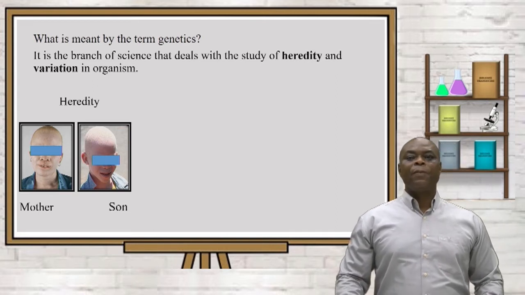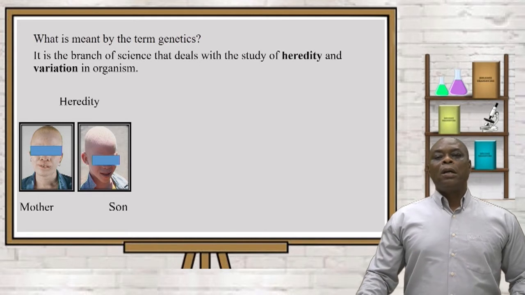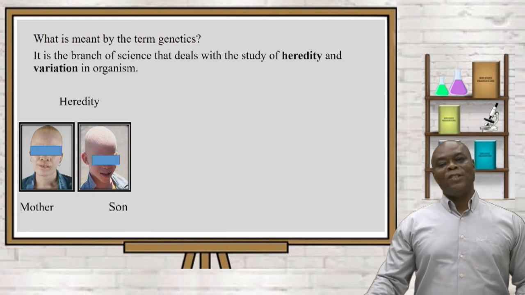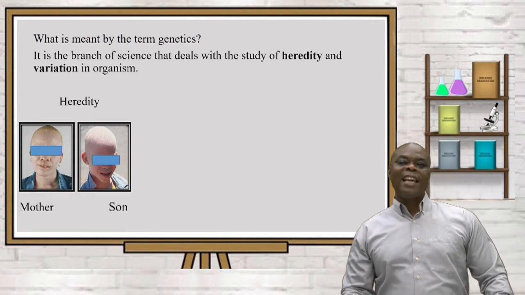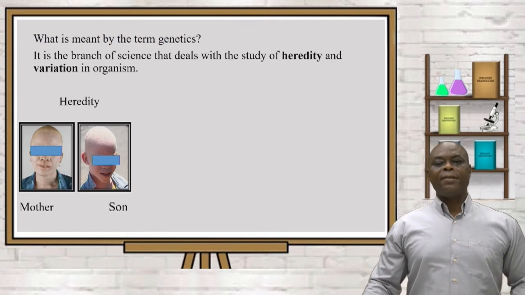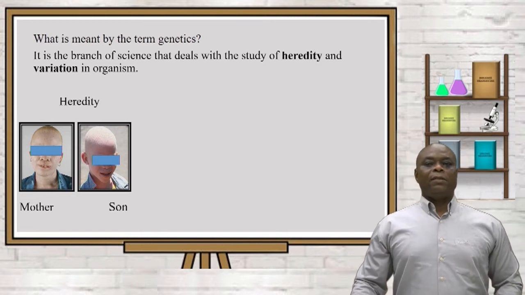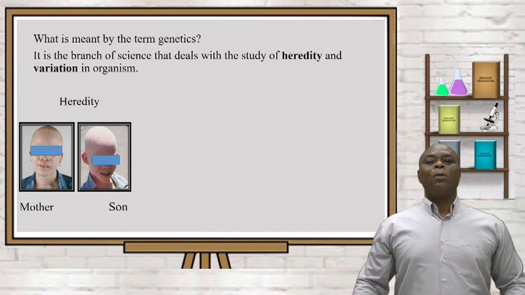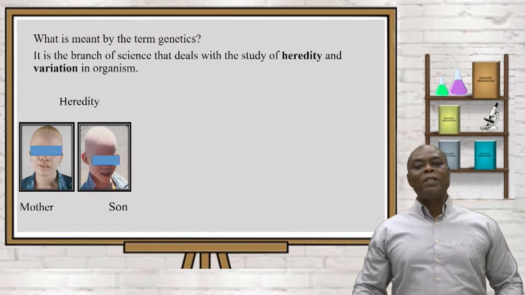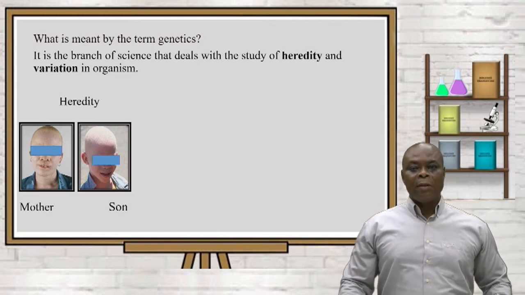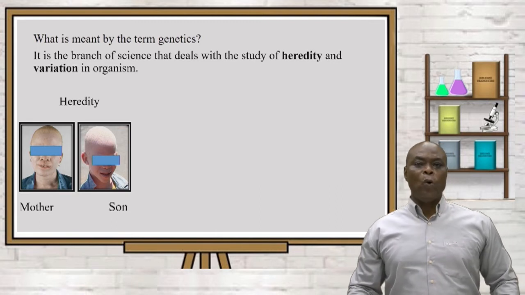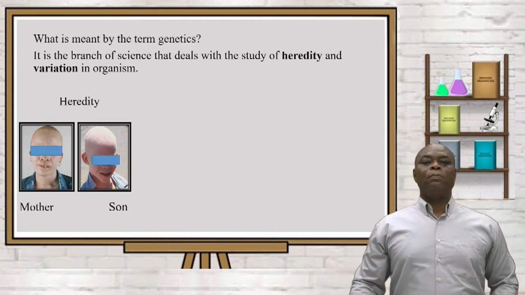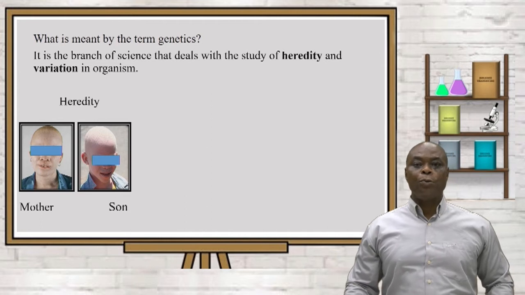Now for variation, variation refers to the differences in characters among organisms of the same species. The same species here means organisms of the same kind. You may have heard species from your Form 1 lessons, where it refers to organisms that look alike and hence can interbreed to produce young ones of their own kind. So as human beings, we are of the same species. So differences among us refers to variation.